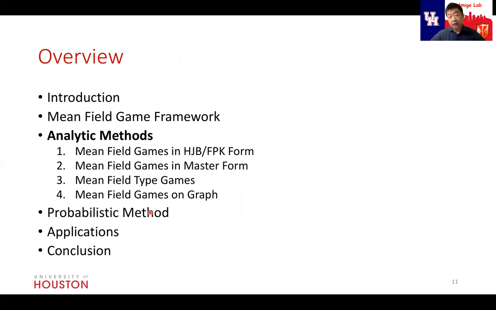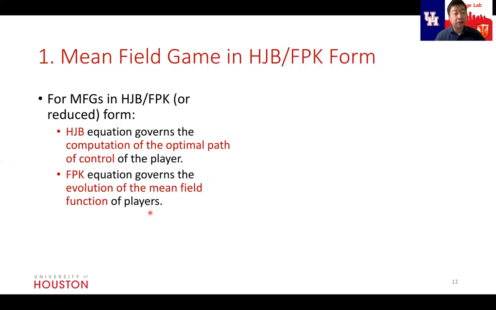And then we talked about several different methods. We have these four different analytical methods. Honestly speaking, there is a lot of research working on the analytical and probabilistic models, so here we just list a limited set that we have studied. There are so many different approaches. The first one is the mean field game in HJB and FPK form. HJB governs the optimal path control of the player, and FPK governs the evolution of the players.